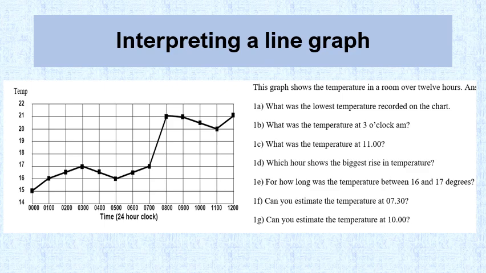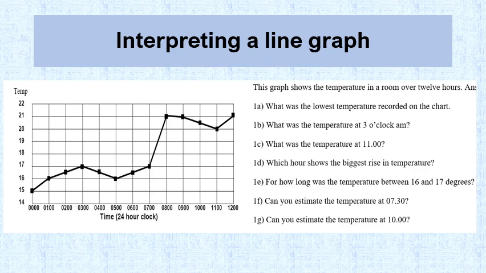For how long was the temperature between 16 and 17 degrees? So if we go along the vertical axis and we look at 16 degrees and 17 degrees, we know the temperature was between 16 and 17 degrees for 2 hours.